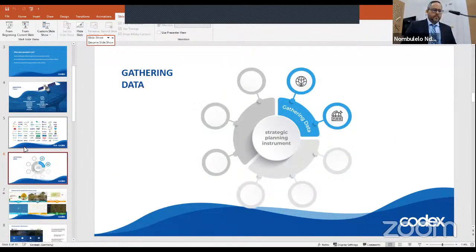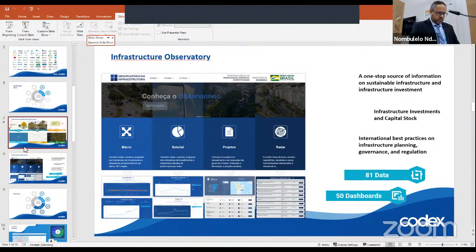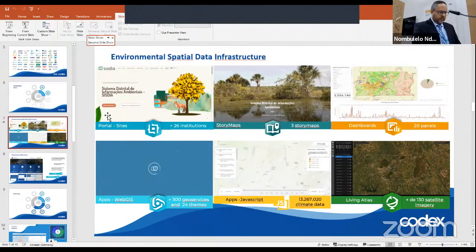The first step that we can talk about is gathering data. So I'm going to present it as a strategic planning instrument. And why is this important? Because if you want to analyze, to make decisions, to have any insights, we need data. And we need to know what's on the ground, what is changing, and who we're going to affect. Otherwise, it's just a pointless speech. The first project I'm going to present is the spatial data infrastructure.